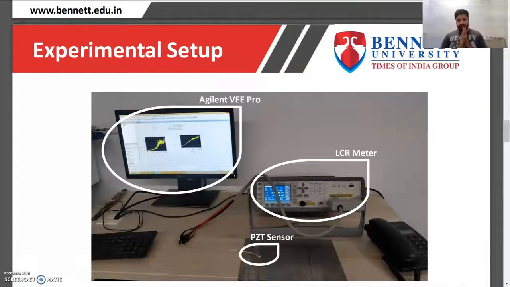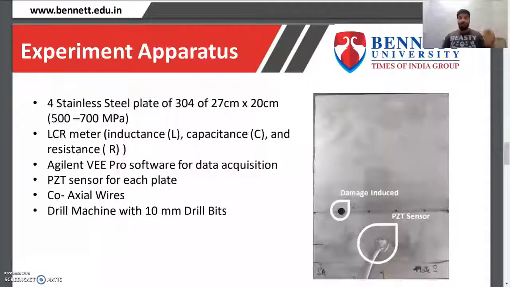The experimental system. There were three things that we used as a setup. We needed the Agilent, the VWE Pro software, an LCR meter, a PZT sensor, coaxial wire, steel plates, and a drill machine to induce damage. Now, how did we do it? Apparatus: we took 4 stainless steel plates of grade 304, which are abundantly available and easy to find, almost A4 size. The exact dimension of the plates was 27 centimeter by 20 centimeter. The tensile strength of the plate is 500 to 700 MPa.